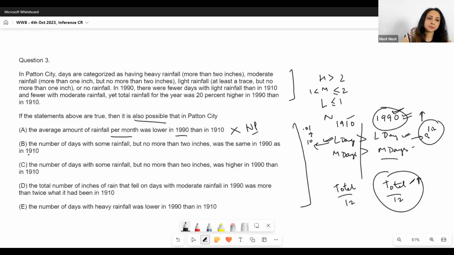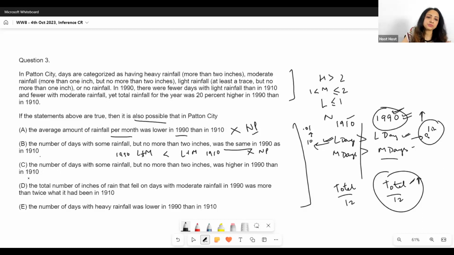B, the number of days with some rainfall, but no more than 2 inches. We are talking about the L and the M days, right? Was the same in 1990 as in 1910. This is not correct. We know that L in 1990 was less and M was also less. So L plus M in 1990 was less than L plus M in 1910, right? As per the data given to us. So this is not possible. Was the same? It is not possible. It was less. So this is incorrect.